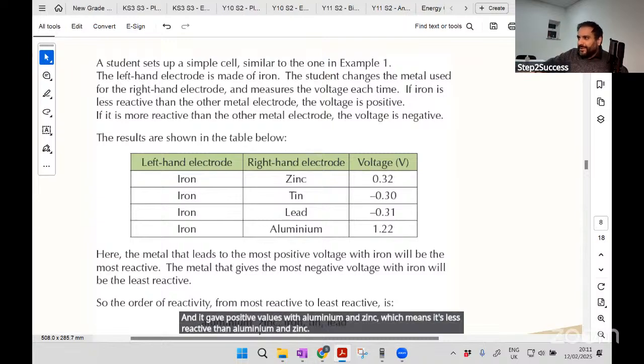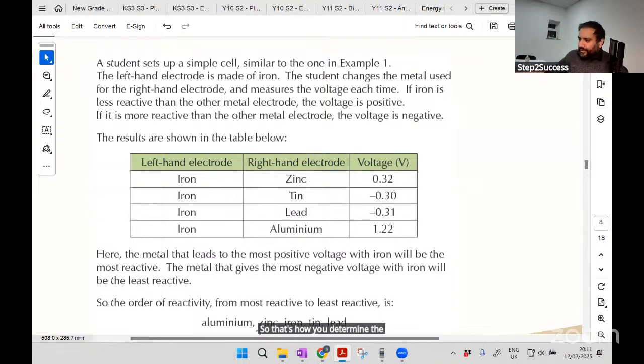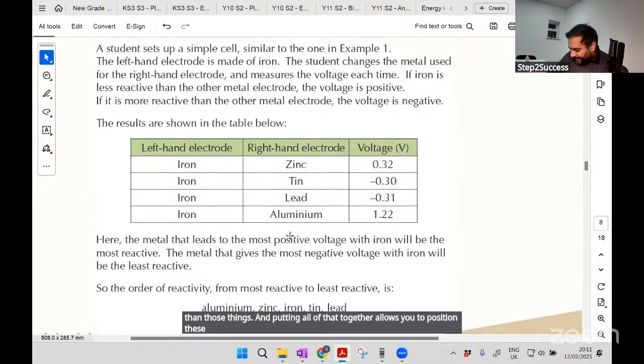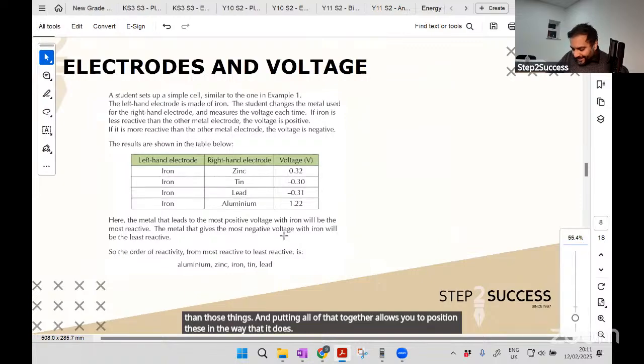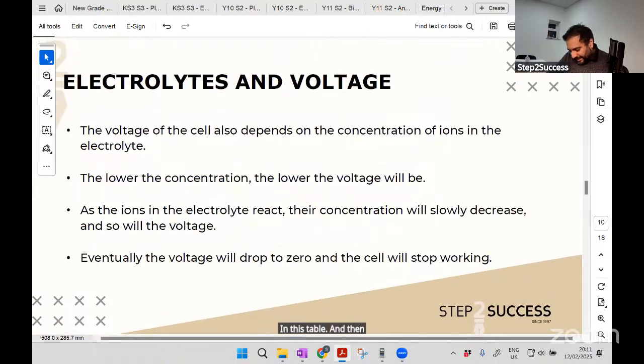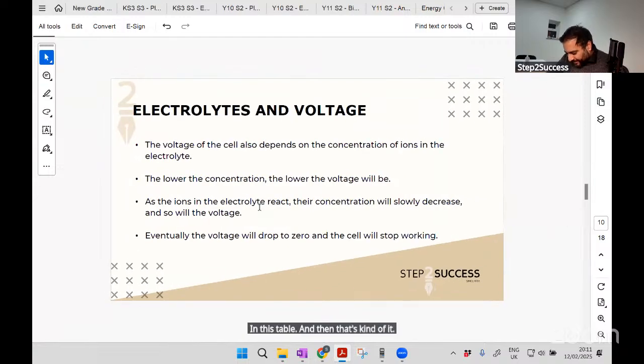So that's how you determine the position of the left-hand electrode: if it gives negative values with anything, it means that it is more reactive than those things. If it gave positive values, then it is less reactive than those things. And putting all of that together allows you to position these in the way that it does in this table. And that's kind of it, there isn't much more, but that's really the main stuff in this topic.